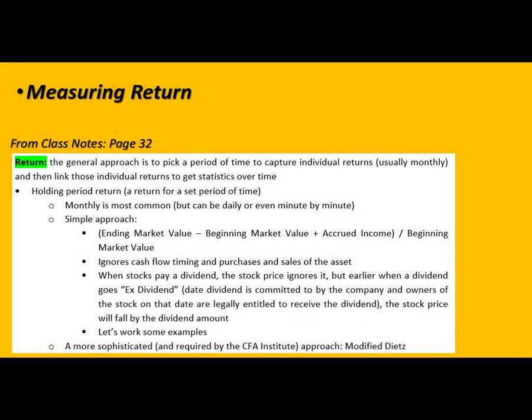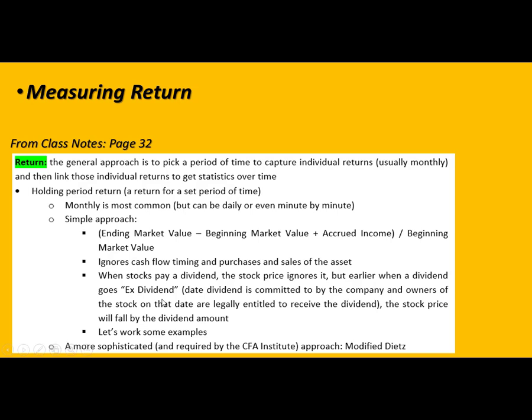So last class we said we're going to be using the holding period return simplified formula: ending market value minus beginning market value plus accrued income, divided by the beginning market value. We're ignoring the timing of cash flows, so the modified Dietz is a more sophisticated way, but as long as we don't buy anything new or sell anything during the period, then the holding period return will get us pretty close. And then we said the incredible importance of the ex-dividend date.